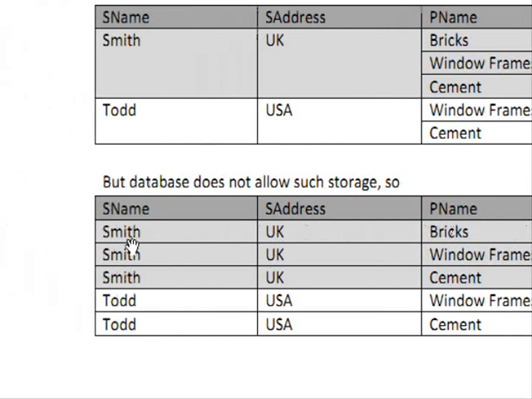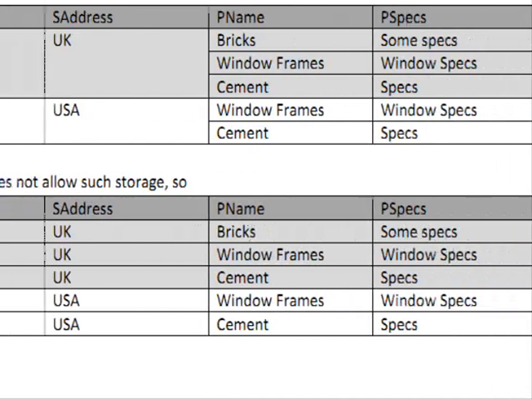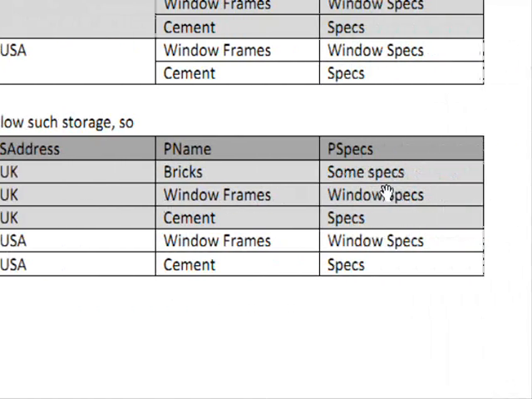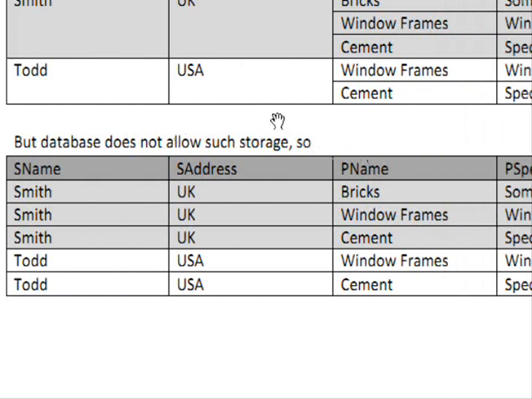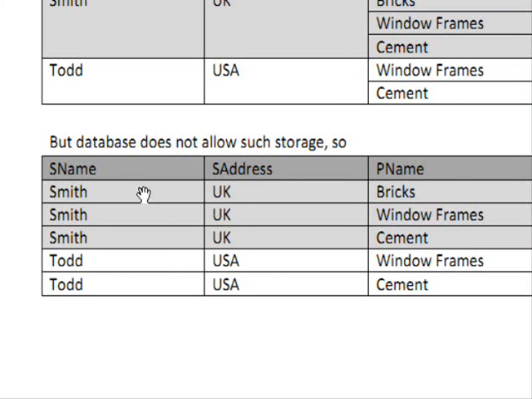So here you will store the information like this: Smith in the UK, bricks; Smith in the UK, window frame; and so on. Okay, and the same goes for Todd. So imagine if a person is supplying 100 parts, you will have to repeat that person's information 100 times. This is the first problem.